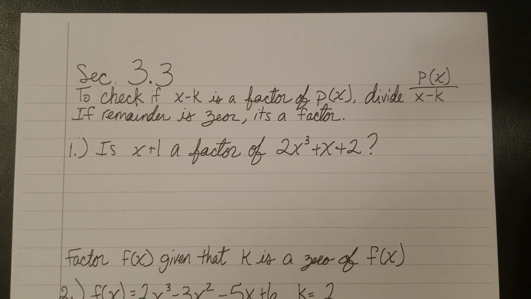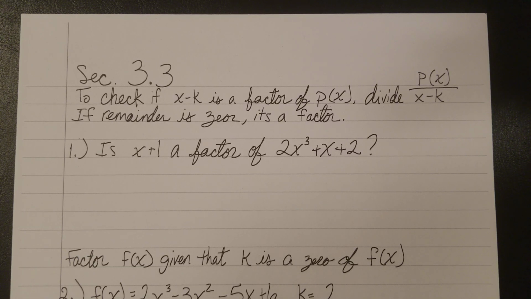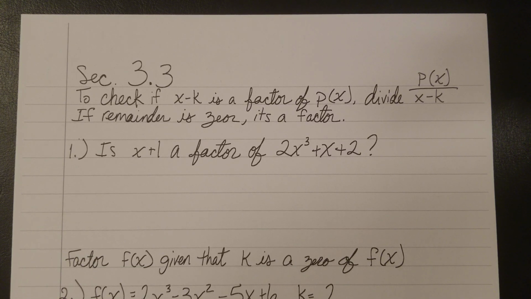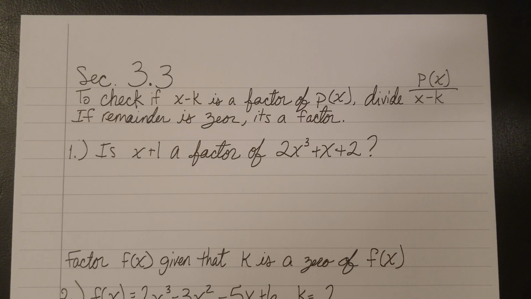Section 3.3, this is very much a continuation of what we covered in 3.2. All right, so to check if x minus k is a factor of p of x, p of x being a polynomial, divide p of x by x minus k. If the remainder is 0, it's a factor, otherwise it's not.